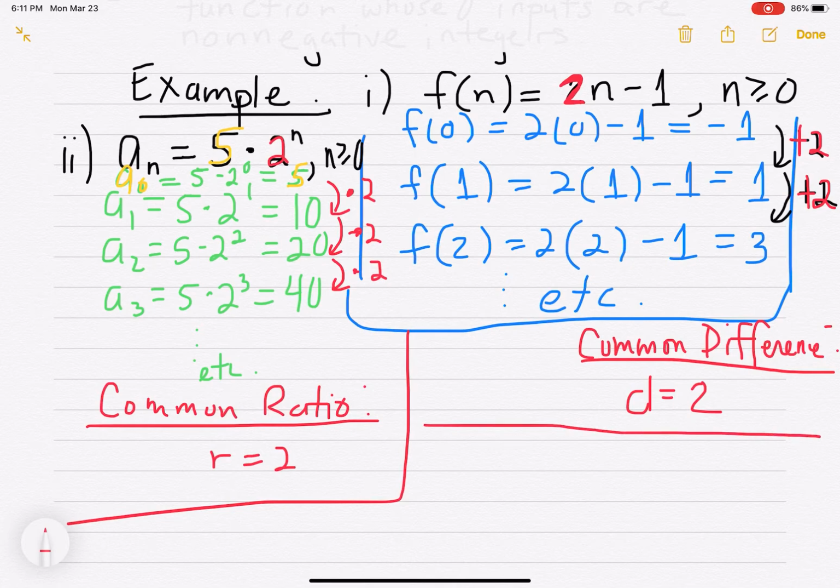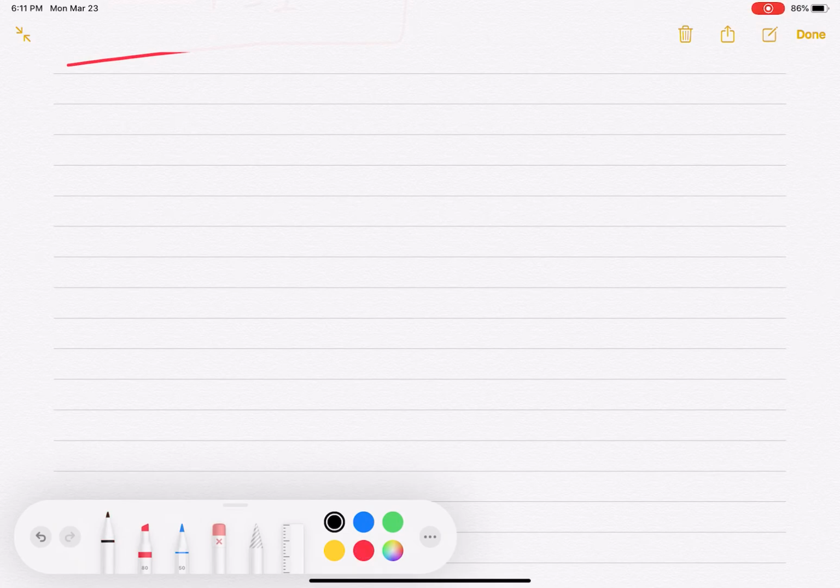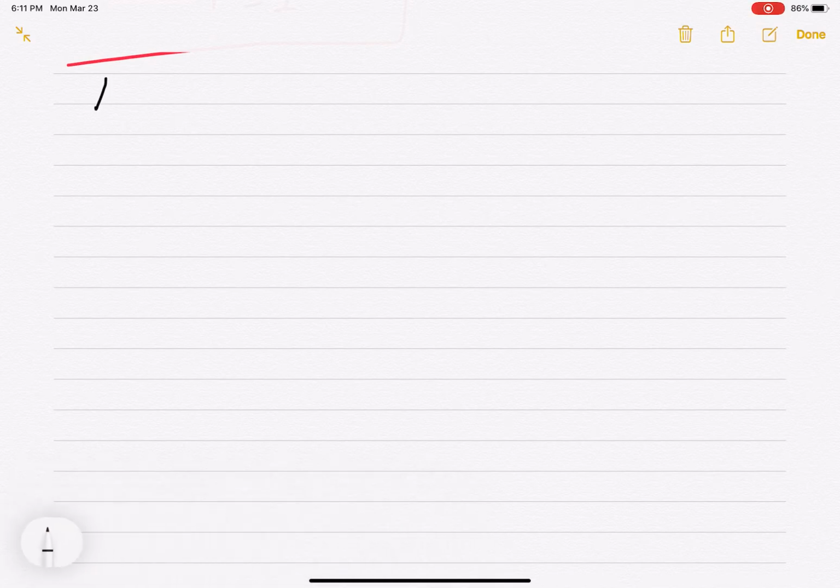All right, so in any case, those are what sequences kind of look like. We want to talk about a special type of sequence called a recursive sequence. So what is a recursive sequence? Definition.